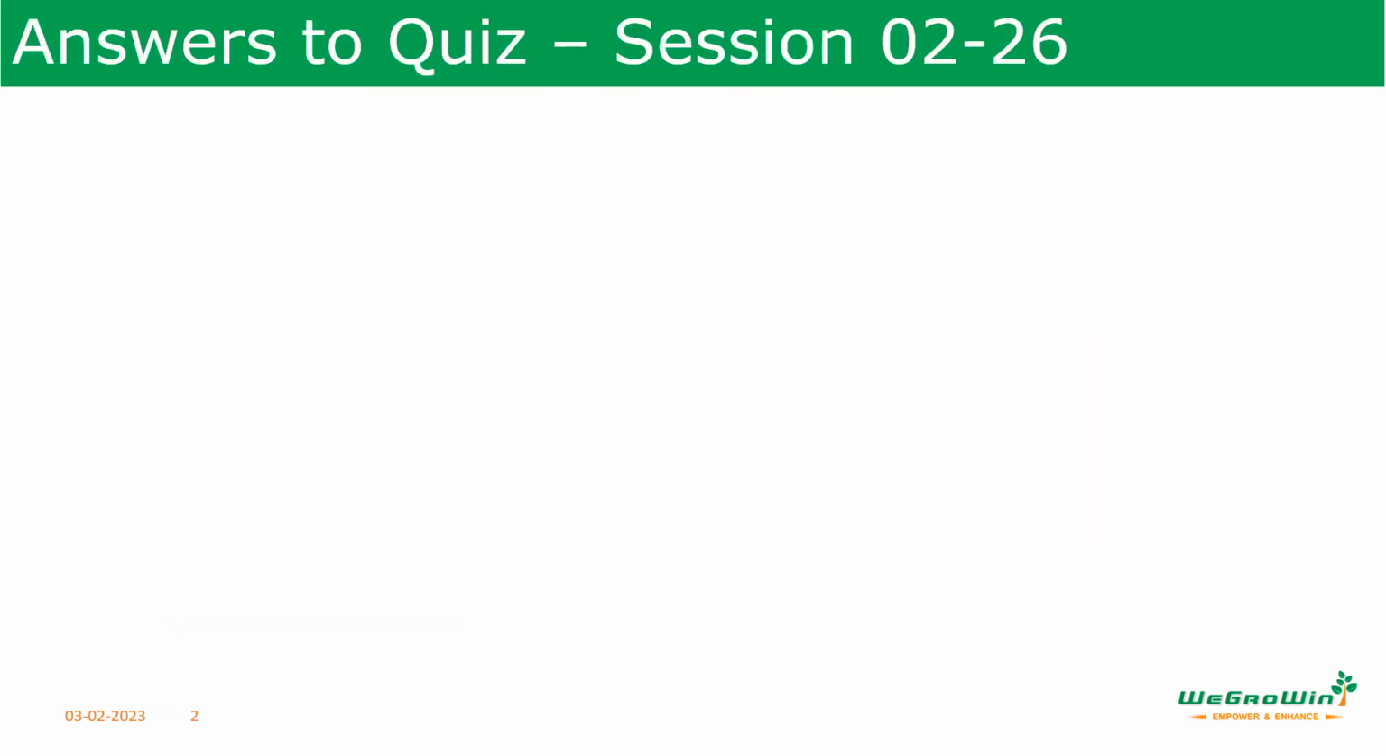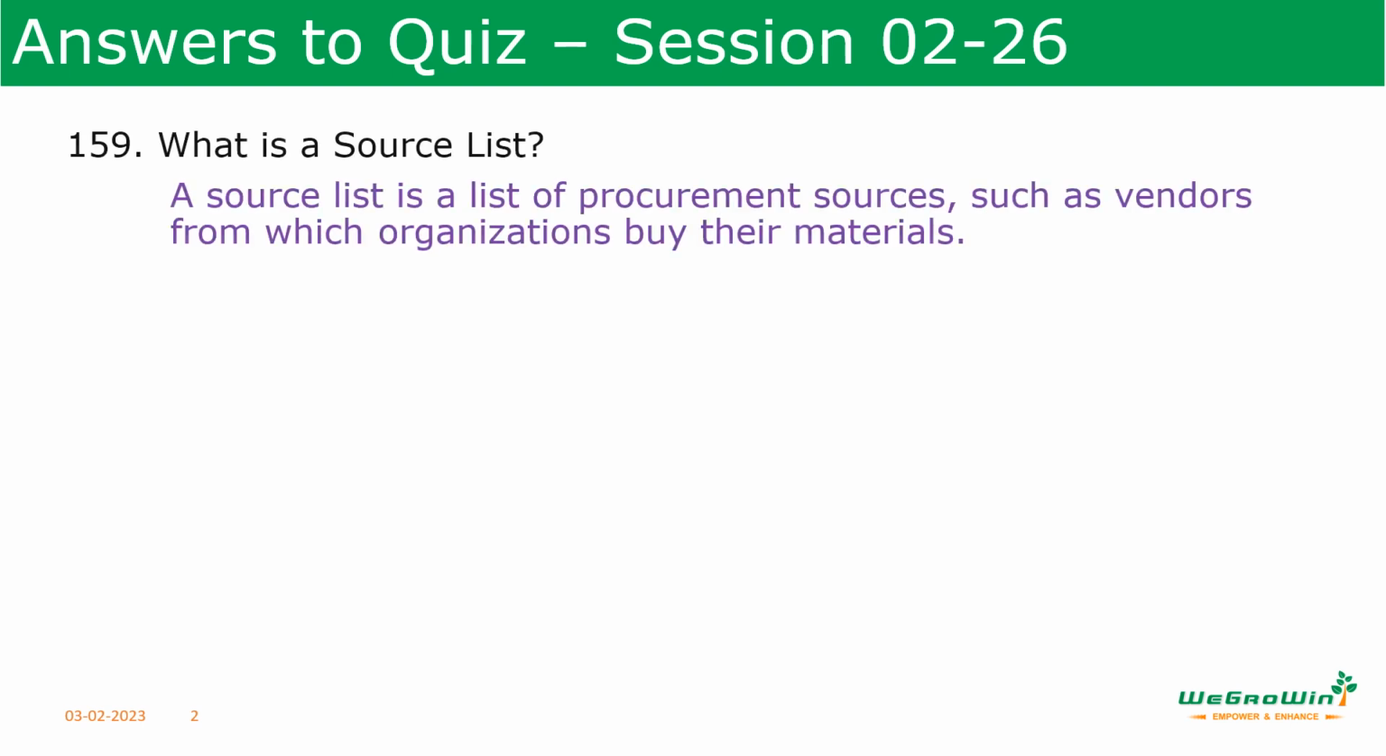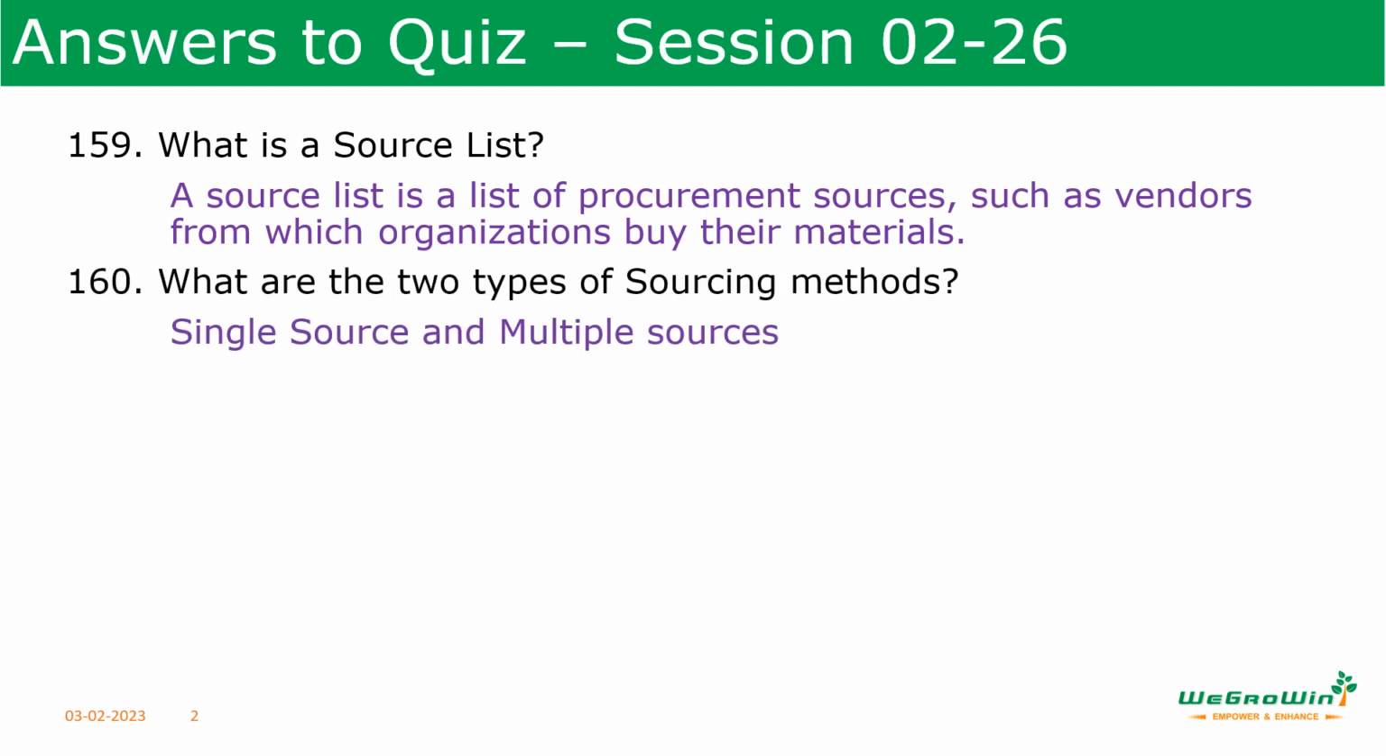Before going into the session, let us discuss answers for the previous session. What is a source list? A source list is a list of procurement sources, such as vendors, from where organizations buy their materials. What are the two types of sourcing methods? The sourcing may be a single source or multiple source. Single source means a company is buying from only one source. Multiple source means they are buying from more than one source.